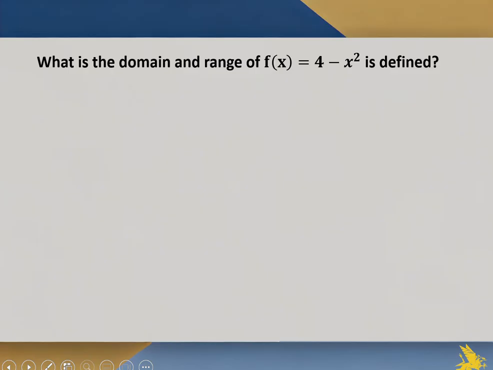If I look at this one, what is the domain and range of f of x is equal to 4 minus x squared. Same thing, we note it is a parabola. It's negative, so it will be a maximum, and it's starting at 4.